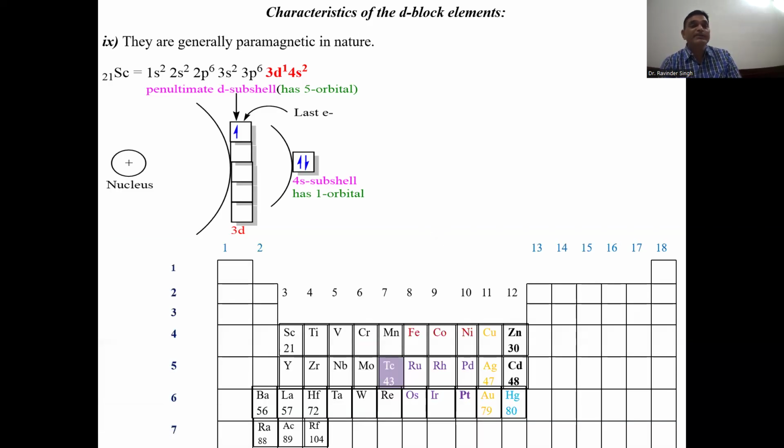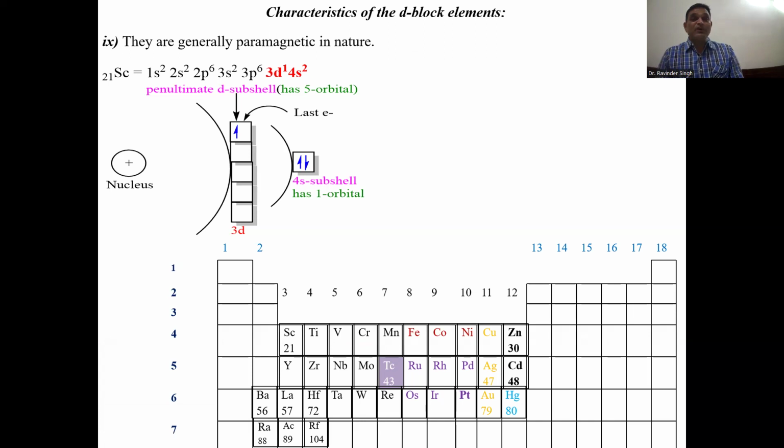Now the next characteristic: they are generally paramagnetic in nature. We have already explained this. For example, in case of scandium, there is one unpaired electron, so it is paramagnetic. The substances which have unpaired electrons in their shell or subshell are called paramagnetic in nature.